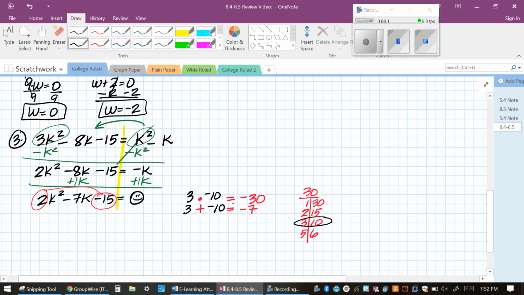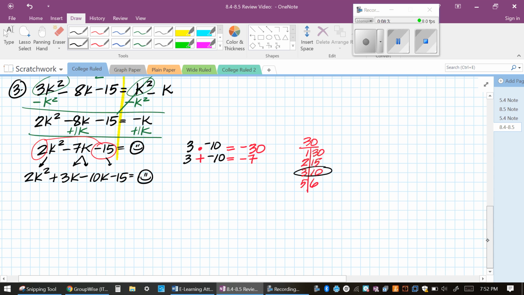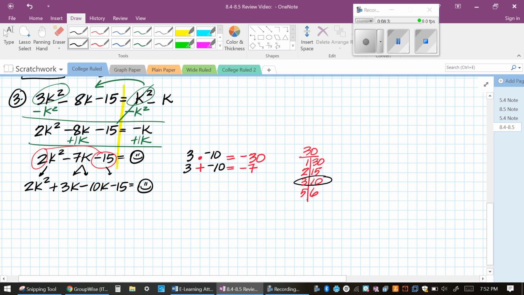Okay, the correct numbers are 3 and -10. We cannot use the shortcut, so we are going to factor this by splitting the middle term into a positive 3k and a negative 10k, because if I wanted to, I can combine those and I'd get -7k. Remember, factoring doesn't change the value of a problem, it just changes what it looks like.